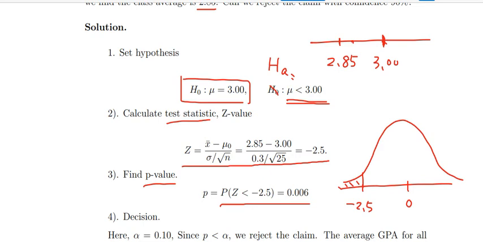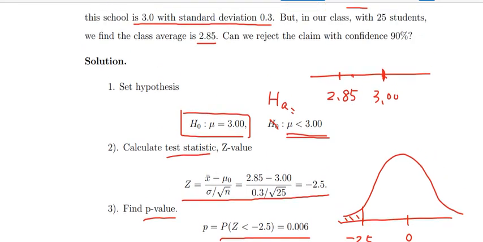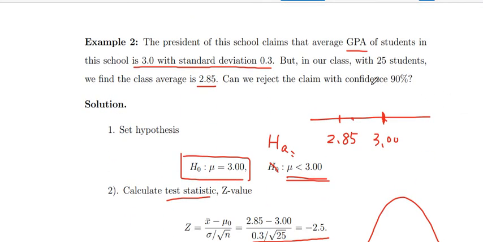So is this p-value small or not so small? We want to determine whether this number is small or big. We cannot judge it only from this number itself. We need to compare it with another number. So the other number is, we say from here: can we reject the claim with 90% confidence?